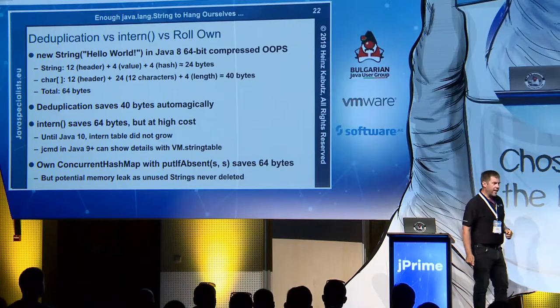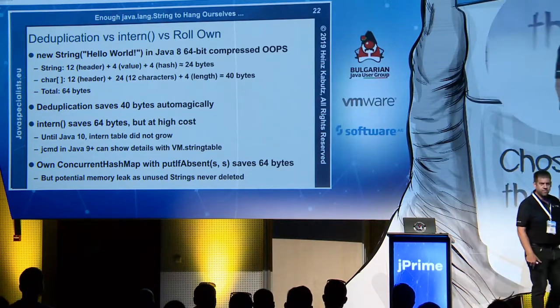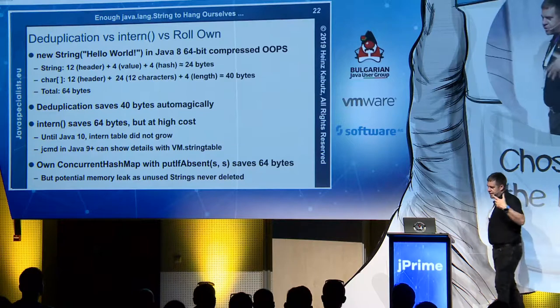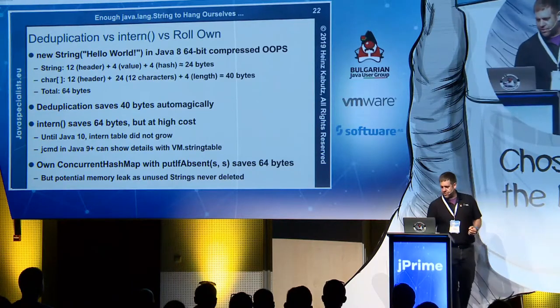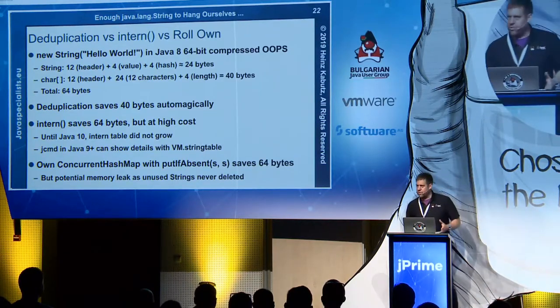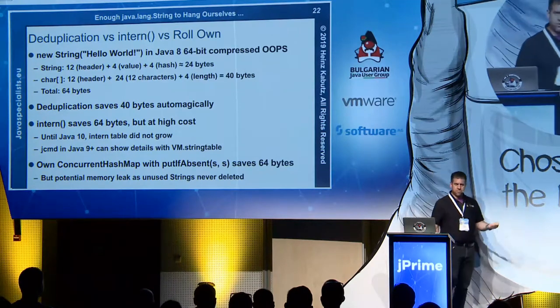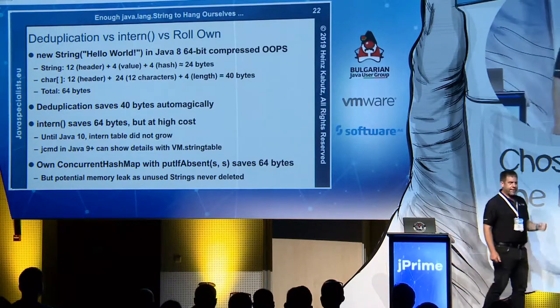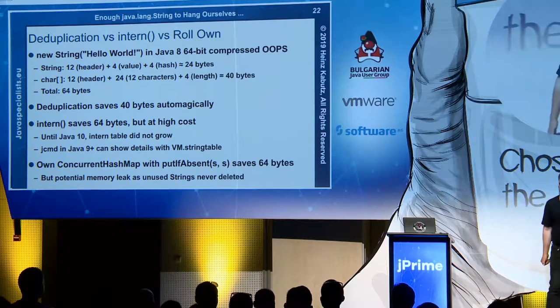Now, there are different ways that you can save memory with strings. And if you say new string hello world in Java 8, for example, most of the time we're using 64-bit compressed OOPs. Let me just explain that a little bit. 64-bit, okay, we all know what that is.